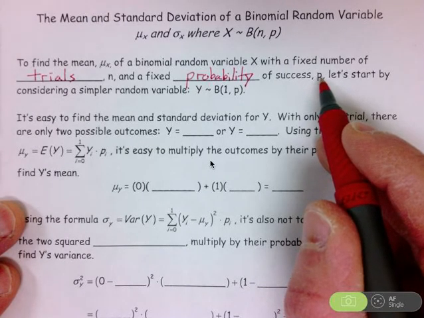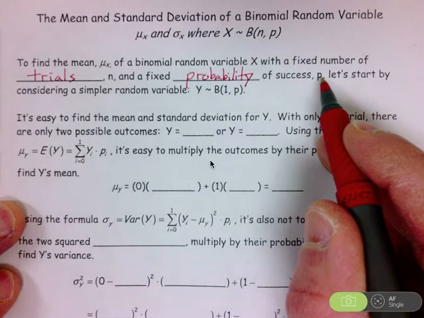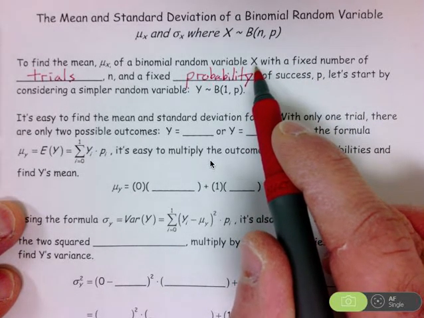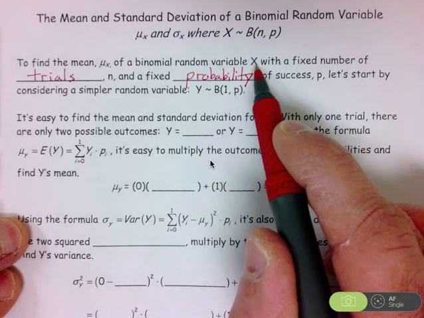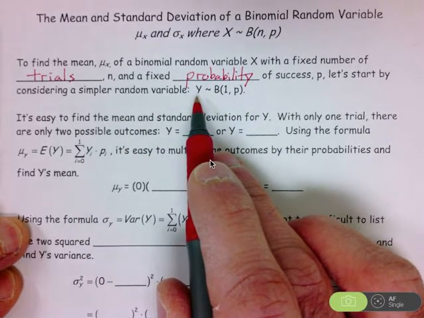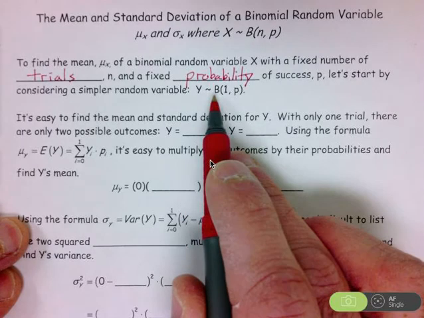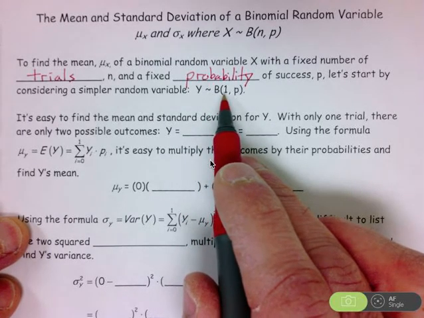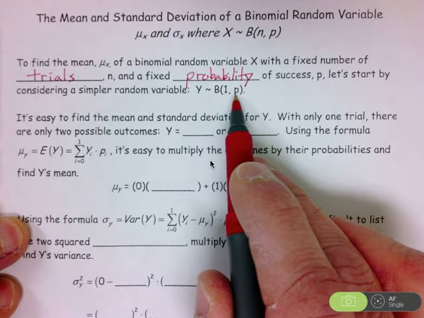Now remember the other two conditions that are also necessary. I would want to believe that there are only two possible outcomes, so we have either a success or a failure. And I would also want to believe that each trial is independent of every other trial. So let's start by considering a simpler random variable. Let's call it y. So let's say y is distributed binomially, but it's extra simple. It has only one trial and a success probability of p.